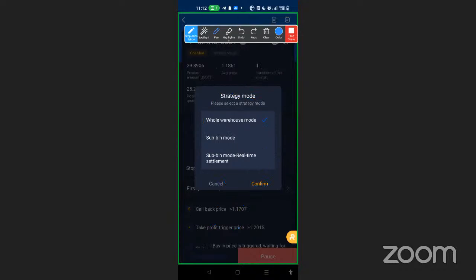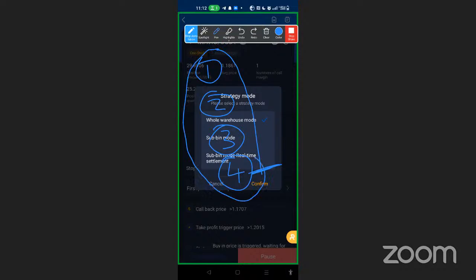So the robot buys the first call, the second call, the third call, the fourth call. When the market rises from here, it uses all these 4, creates one average price and sells whatever it bought at different prices at once.